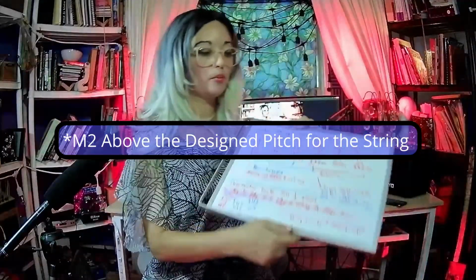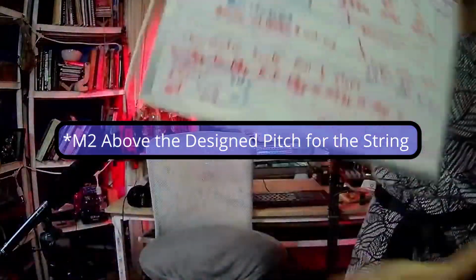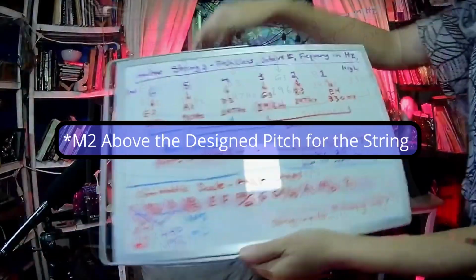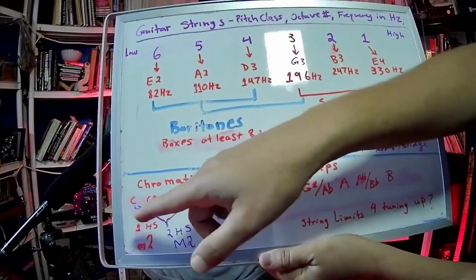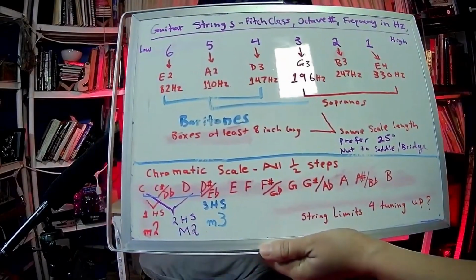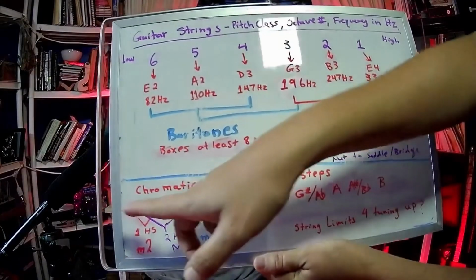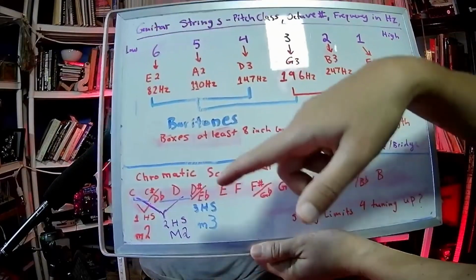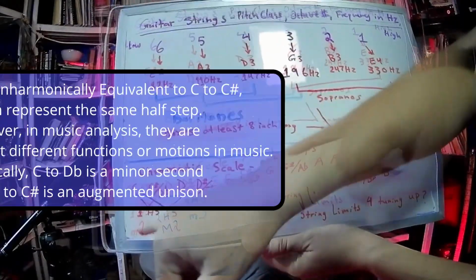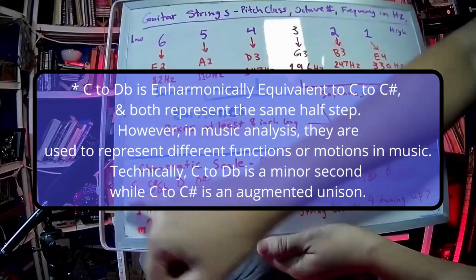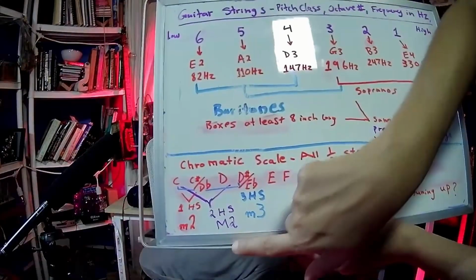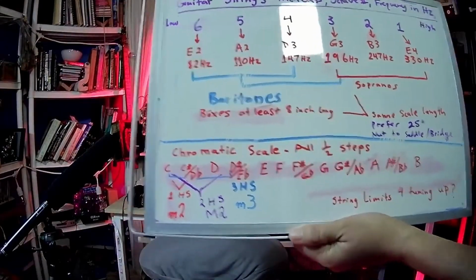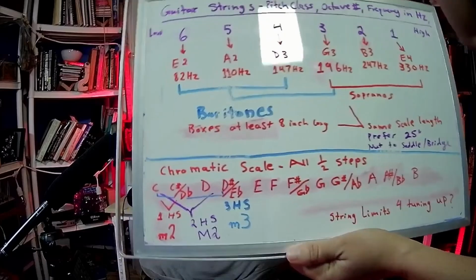Here I have the chromatic scale, so we can see what a major second is. Minor second is a half step. That's the smallest interval of our tuning system. So between C and C sharp, or C and D flat, if we're going to call it a minor second. 2 half steps give us a major second, and that's the safe tuning up interval.